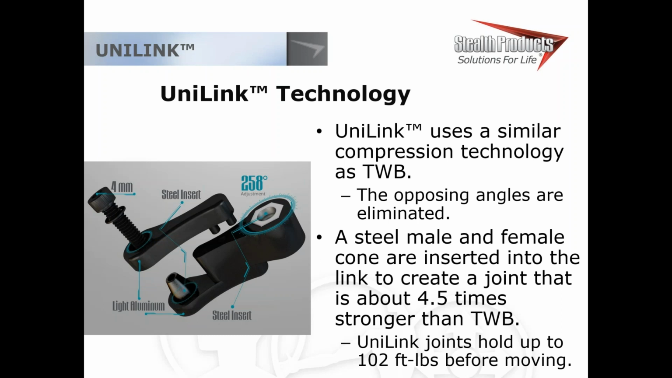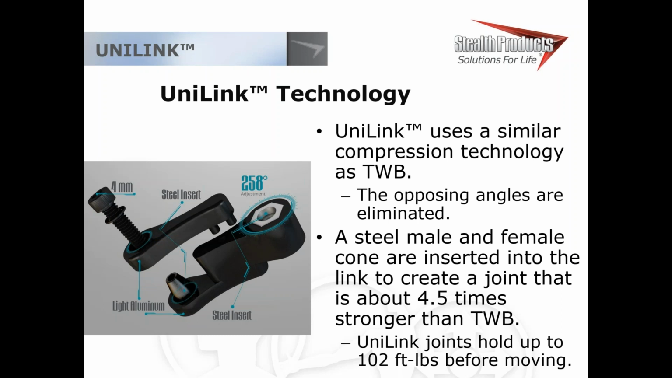So now what we're doing is we have a steel male and a steel female cone inserted into that link, and that creates a joint that's pretty strong now. We're about 4 to 4.5 times stronger than the TWB link. So Unilink, we're about 102 foot-pounds before it actually moves on a test bench. So that's crazy strong. If you're doing the math, you're looking at like 23.5 foot-pounds for TWB.